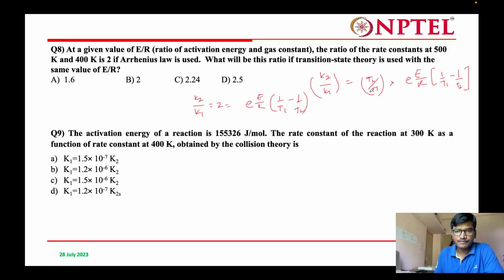Here, 500 divided by 400 into these terms, which is equal to 2. So 1.25 into 2 is 2.5. Right. Go to the options. So D is the correct answer.